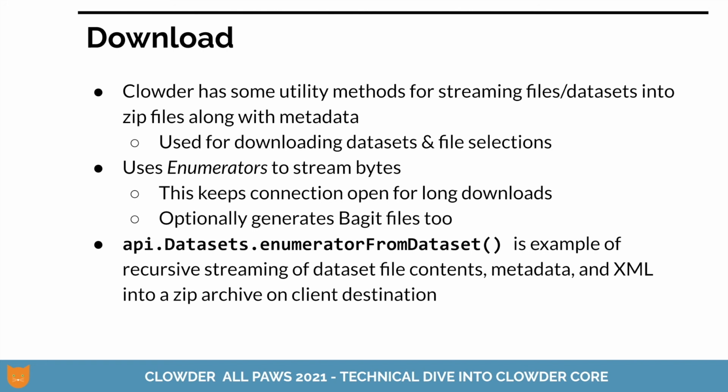Within the code, Clowder uses enumerators to stream bytes. This keeps the connection open for long downloads so that the user's computer doesn't close the connection while they're downloading big files. It can also generate bagged information, which is XML metadata about the thing you downloaded. The key takeaway is that if you're writing code that involves downloading information from Clowder, take a look at the datasets enumerator from dataset function to see an example of recursive streaming of dataset and file contents in order to create a zip file that has this nice hierarchy within it.